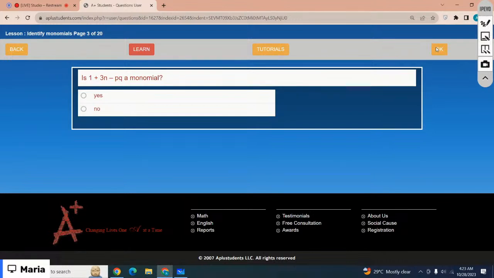Okay, the next one: is 1 plus 3n minus pq a monomial? The correct option is no, this is not a monomial. Is 3d a monomial? The correct option is yes, it is a monomial, right? 3d is a monomial.